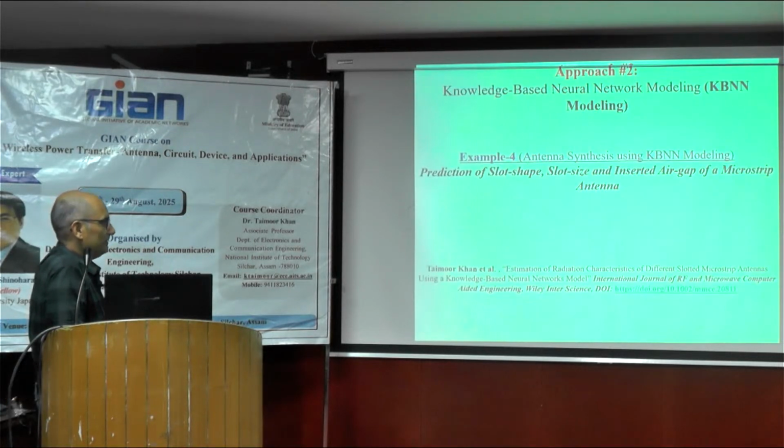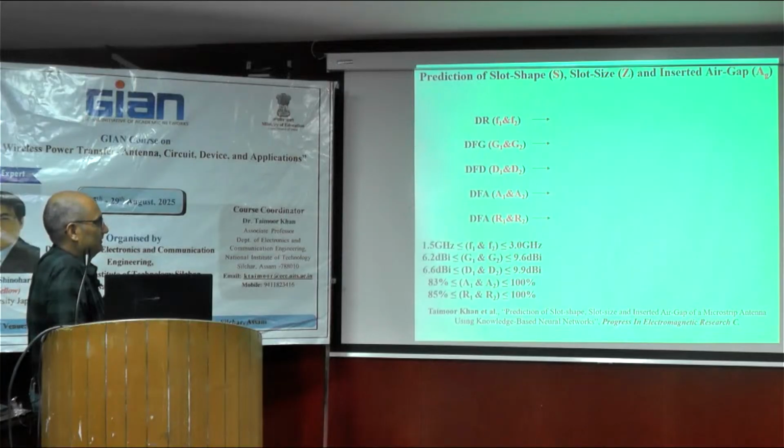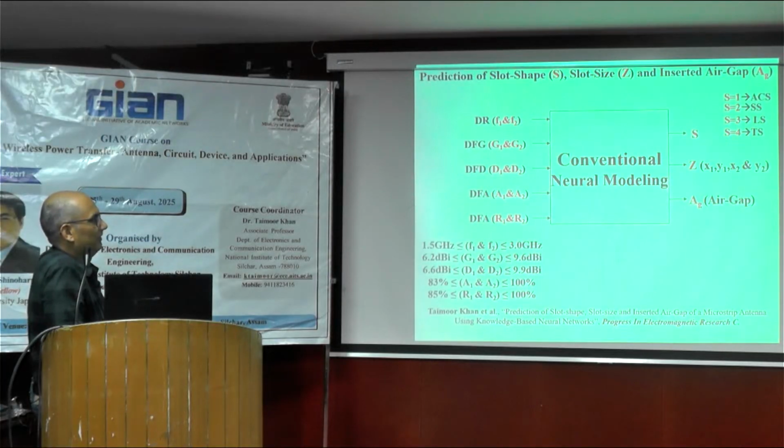Coming to the last one quickly, it will take less than 5 minutes. Prediction of slot shape, slot size and inserted air gap of a microstrip antenna using, say, KBNN1. Here just see that S is specific slot prediction out of 4. Z means the position where you are placing it, X coordinate, Y coordinate of these two slots, and AG is the air gap. Then on the input side, electrical performance: dual resonance, dual frequency gain, dual frequency directivity, antenna efficiency, radiation efficiency.